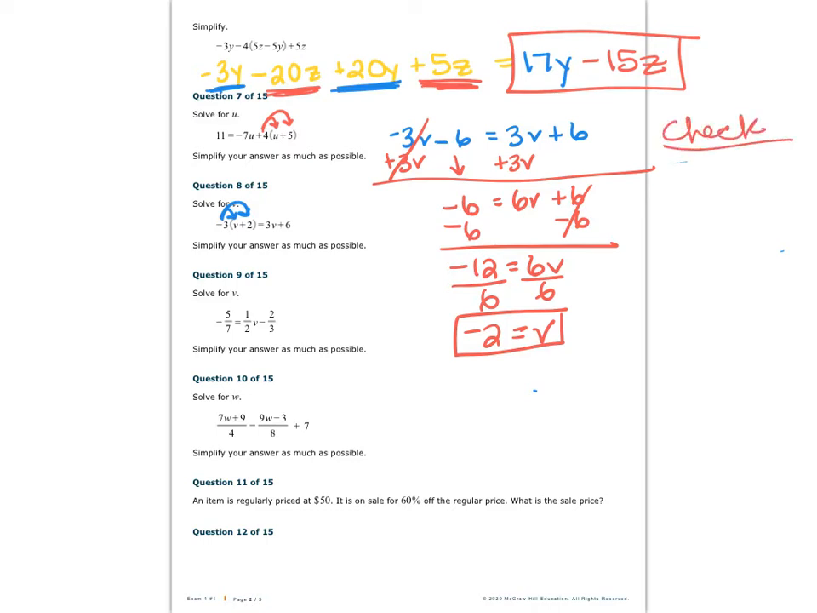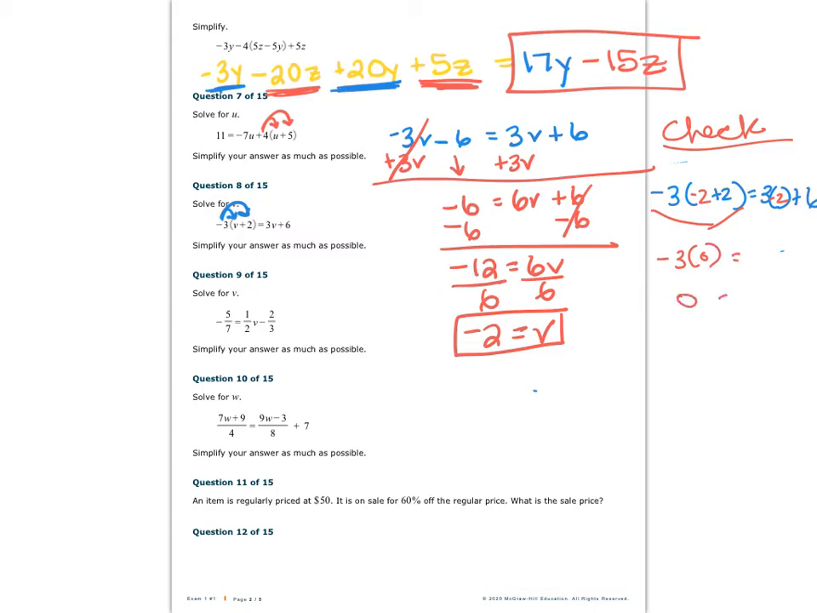We want to see if the left-hand side equals the right-hand side. So you're going to have negative 3, writing it out. So I'm going to put in the negative 2 for the v. So when I do the left-hand side, I'm going to have negative 3 times 0, and I get 0.